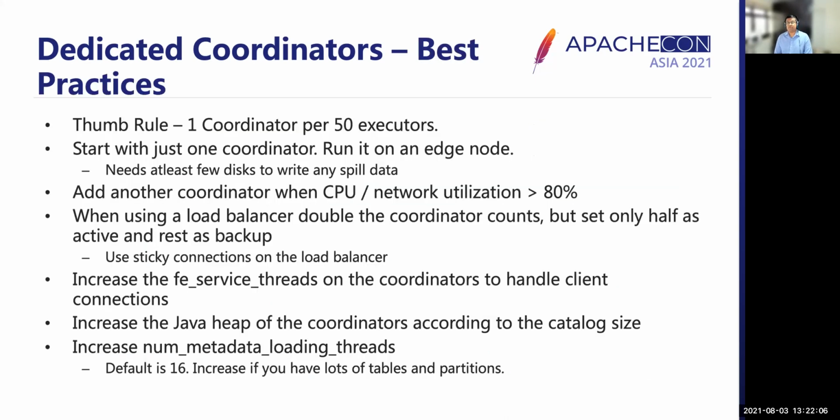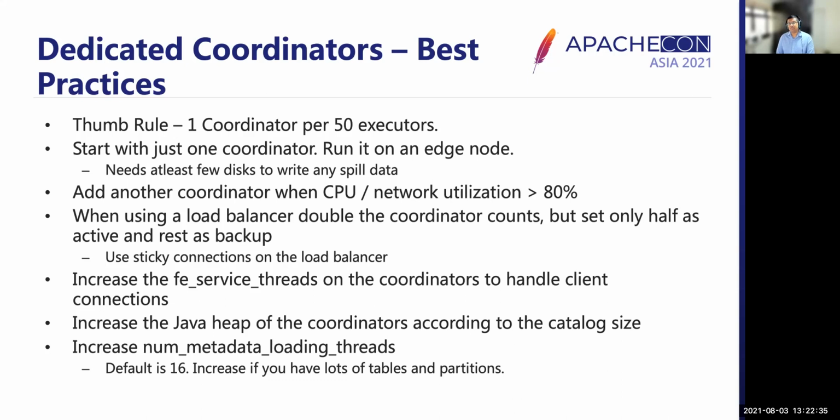Some best practices for setting up dedicated coordinators. Thumb rule: start with just one coordinator for 50 to 60 executors. Run it on an edge node. They require some disk to write any operator data that is spilling to disk, so that it can be retrieved by the calling application. Add another coordinator when CPU utilization goes beyond 70 to 80%.